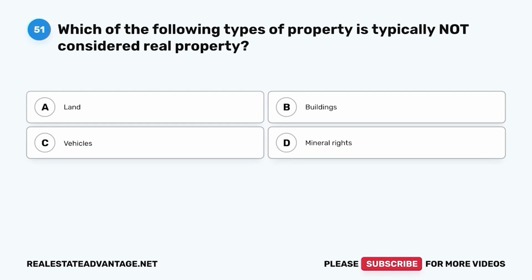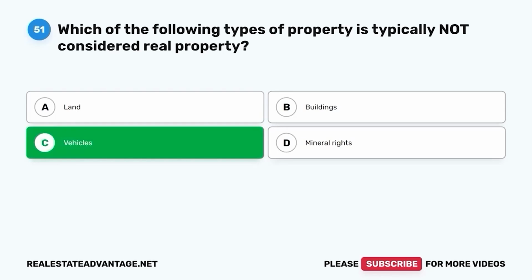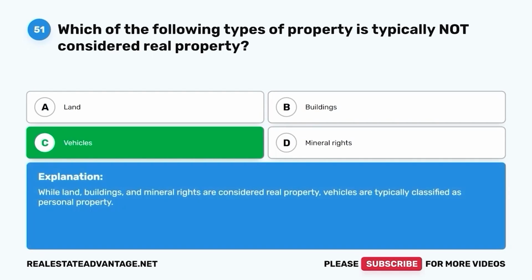Vehicles, D, mineral rights. The correct answer is C, vehicles. While land, buildings, and mineral rights are considered real property, vehicles are typically classified as personal property.